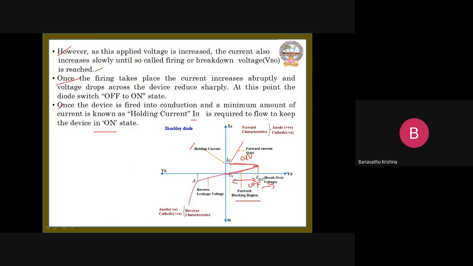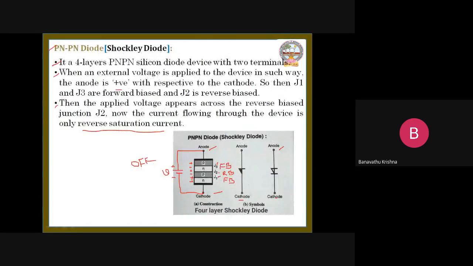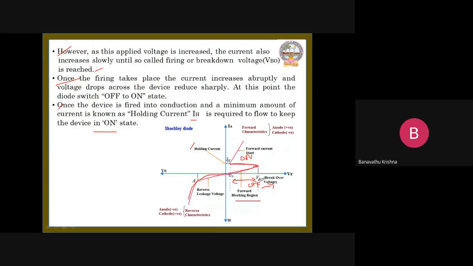Whereas for the reverse bias condition, suppose we apply the reverse bias like this. Then junctions J3 and J1 are in reverse bias condition and junction J2 is in forward bias condition. Due to that, the current flows like this. This current is nothing but leakage current, so in this region we call it the reverse leakage current.